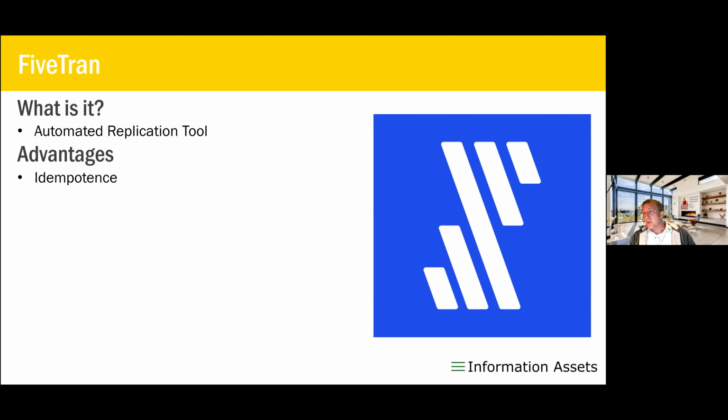Advantages include idempotence, which is a term I had to look up when I first heard them use it. It's basically when you pull a bunch of data based on a given set of timestamps, and then you erase all that data and you do it again, you will always get the same data, right? So each pull is truly replicatable.